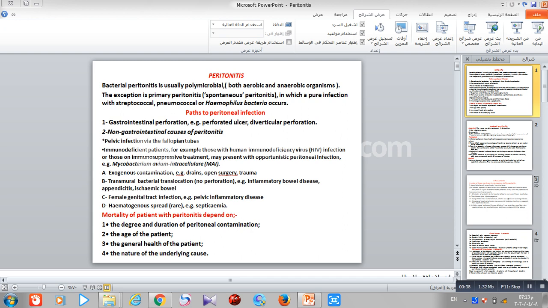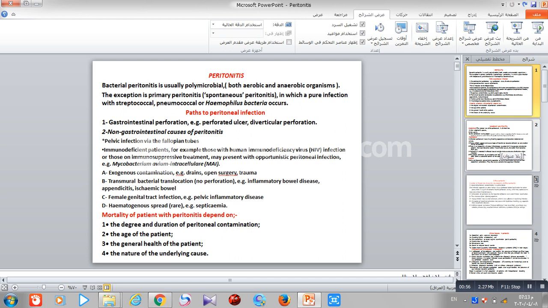Mortality of the patient with peritonitis depends on the degree and the duration of peritoneal contamination, the age of the patient, the general health of the patient, and the nature of the underlying cause.